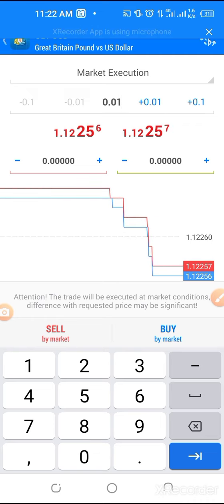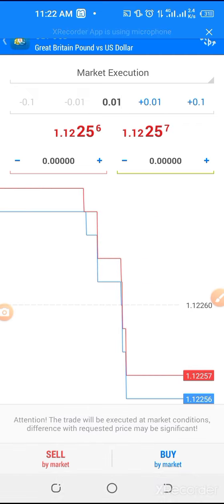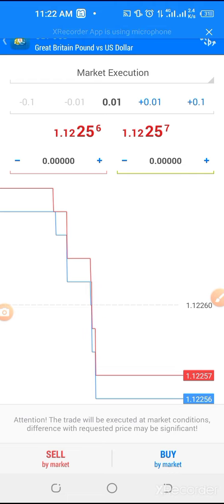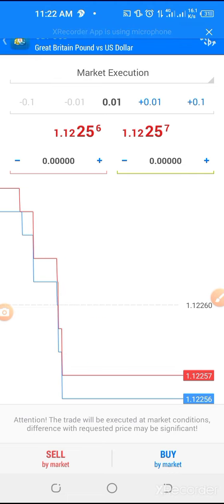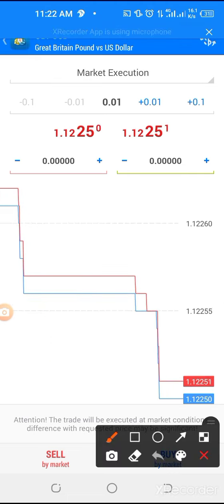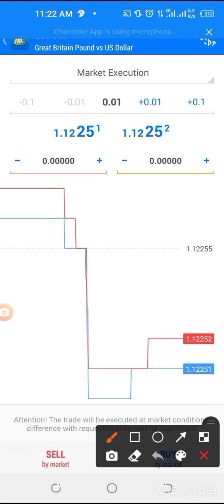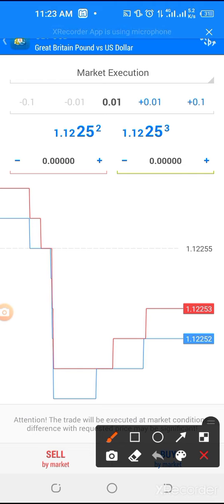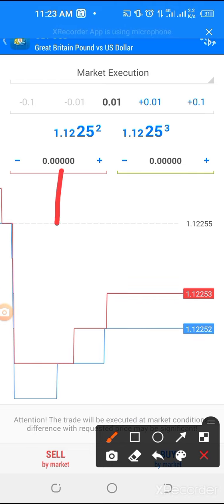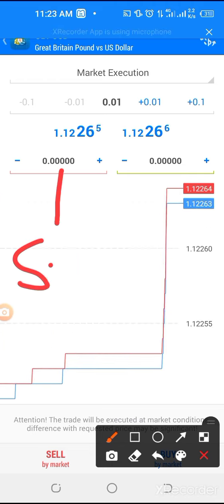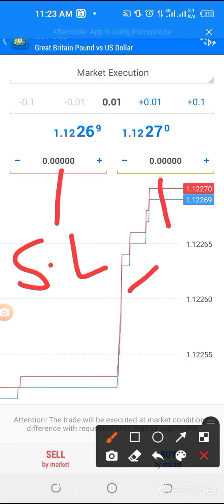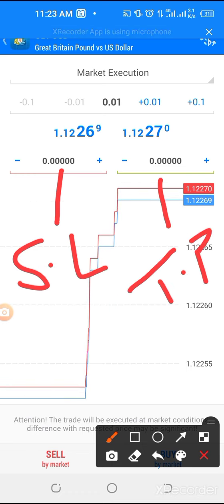Now, after imputing my trade, the next is I need to have a predefined risk before I execute my trade. So I need to know where my stop loss is and where my take profit is. Now, it is not clearly written on the mobile phone, but it is written on the PC version. So here, the red line represents your stop loss, while this represents your take profit.